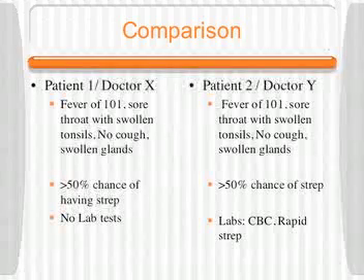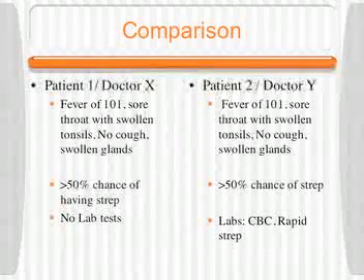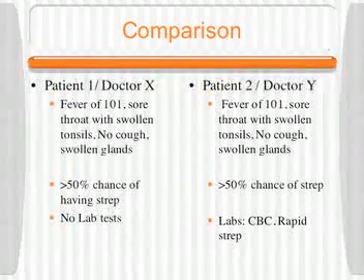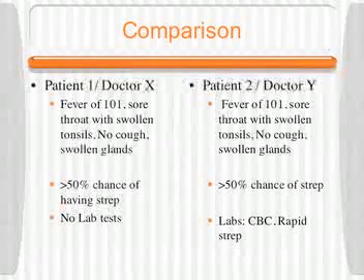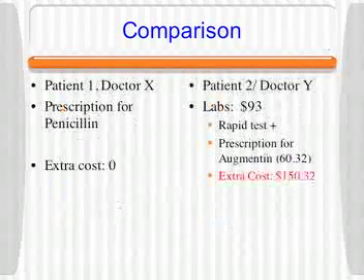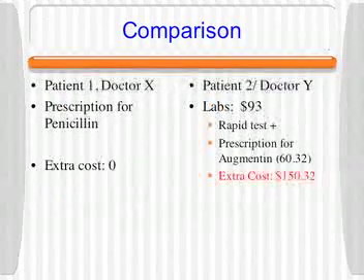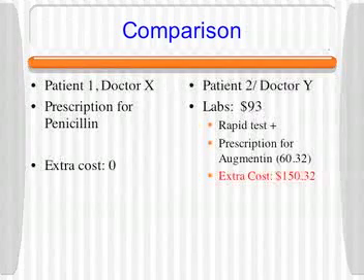Patient 2, with a different doctor, Dr. Y, comes in with identical symptoms, also greater than 50% chance of having strep, and decides that we should have a CBC, complete blood count, and a rapid strep test. So for patient 1, he gets a prescription for penicillin. There's no lab costs. He's out the door without any extra costs. Prescription cost for penicillin is $4 or less at the majority of major pharmacies.